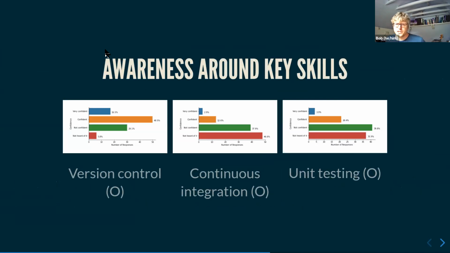We also looked in more detail at some key skills and practices that were mentioned in the previous talk. The charts are quite small here, but we found that there wasn't as much awareness as we would like to see around any of these skills, although it does seem like people are more confident with version control than with continuous integration and unit testing. That's encouraging because my personal opinion is that it's probably the more important of those skills.